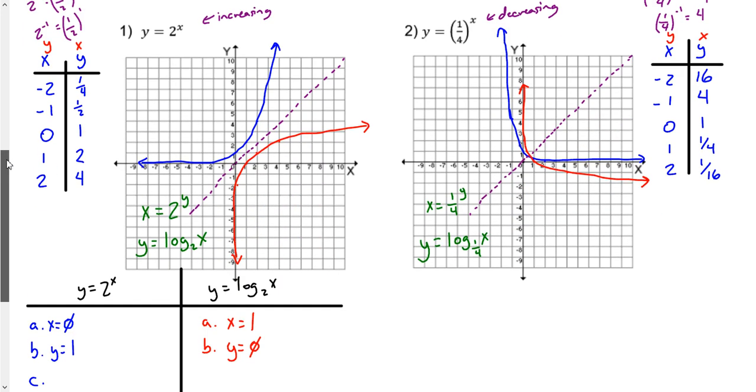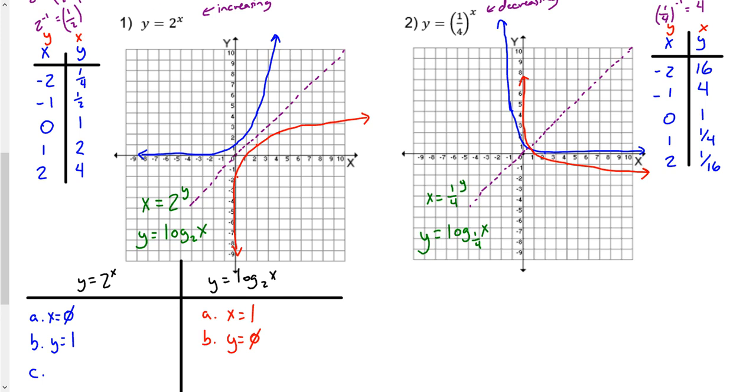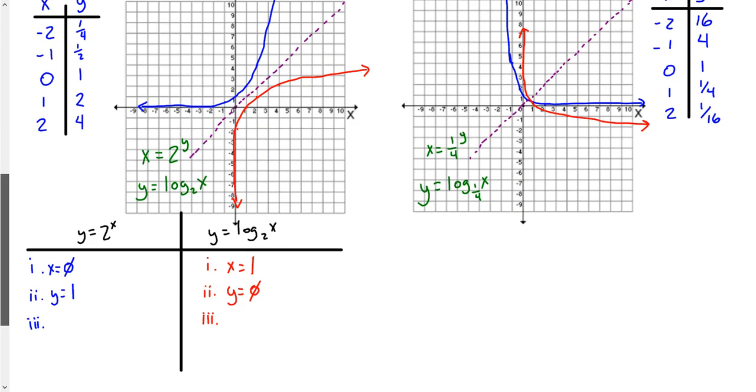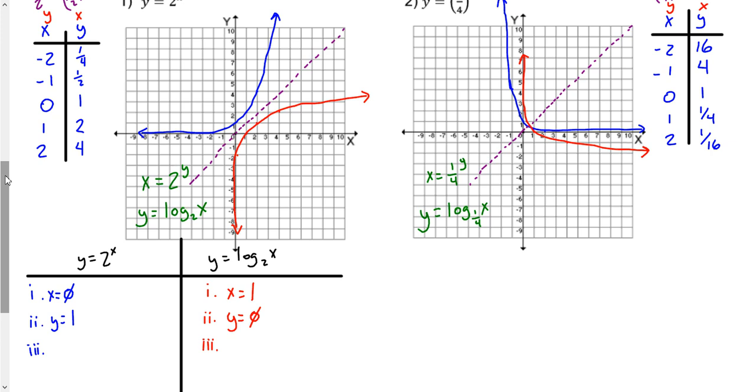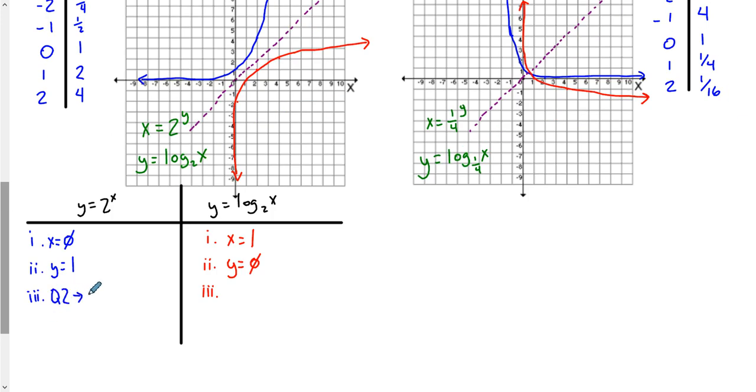Oh, sorry, they're not A, B, C. I'll change those right now. They're I's. So I, and behavior. Well, for the exponential, it's going from quadrant 2 to quadrant 1. On the logarithms, we see that's actually going from quadrant 4 up to quadrant 1. Because we still read from left to right, and it's starting down in quadrant 4.